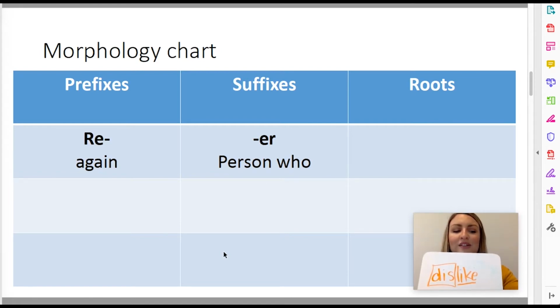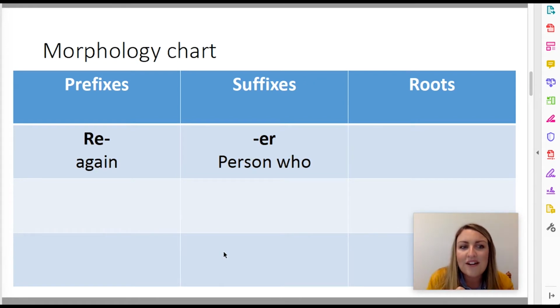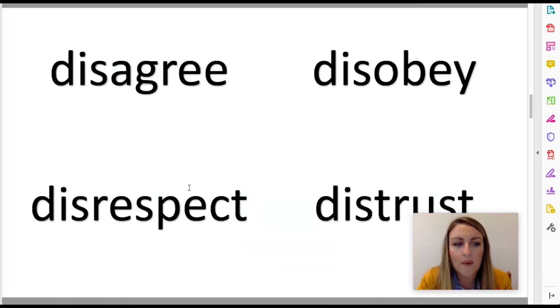Okay? So listen to this sentence. I love carrots, but I dislike Brussels sprouts. What do you think dislike means? Good idea. When you dislike something, you don't like it, do you? Dis means not or the opposite of. Very good, boys and girls. So let's look at some more words with the same prefix, dis, and you can help me figure out their meaning, okay? All right, boys and girls, let's read this word together.